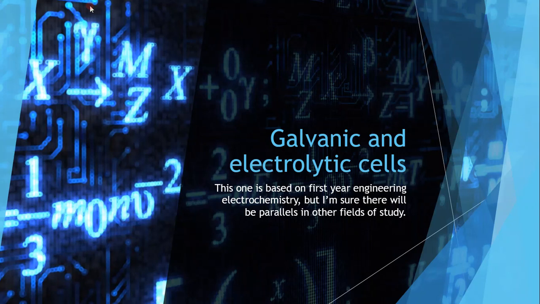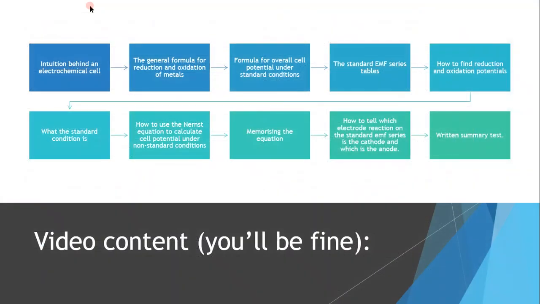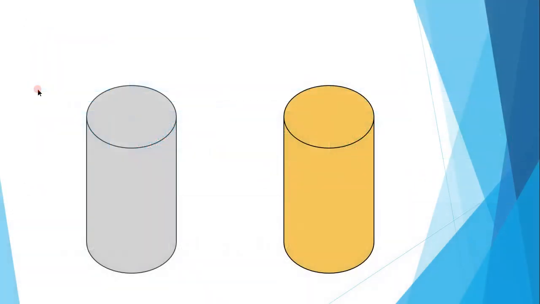Galvanic and electrolytic cells require a bit of understanding of redox chemistry, so that's where we're going to start. And by the end of this video, you'll be able to write your own summary page, just like this. So this will be the video content. I know it looks like a lot, but it'll be fine. They're like 2 slides each.